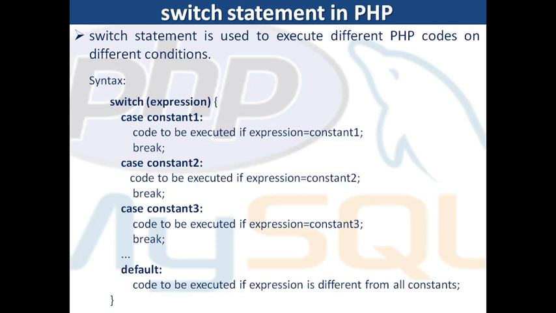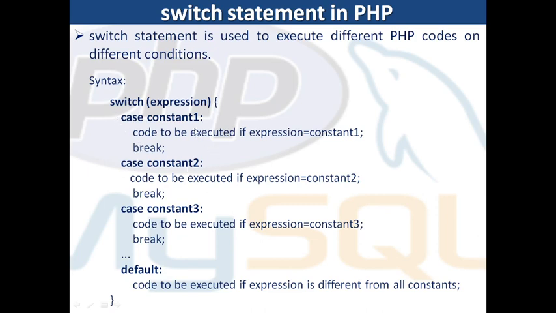Switch statement in PHP. The switch statement is used to execute different PHP code on different conditions. The syntax is switch, then an expression, some variable passed in the parentheses, and then case. The variable is checked: if it is constant 1, then the code will be executed here. Then after executing, a break statement is given to come out of the scope of the switch statement. If this condition is not met, then another case will be checked.